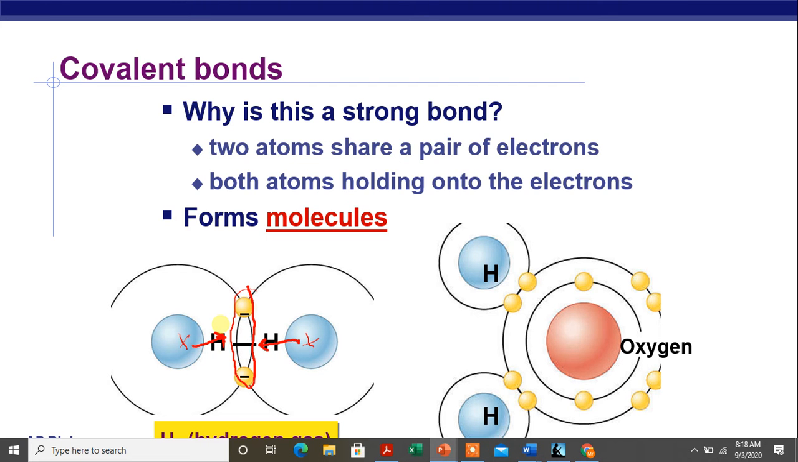So there's an attraction holding them together. Here's a molecule of water where you can see there are two sets of covalent bonds. Here's one covalent bond here, hydrogen and oxygen. And here's another set of covalent bonds between hydrogen and oxygen. And so that keeps this molecule stuck together.